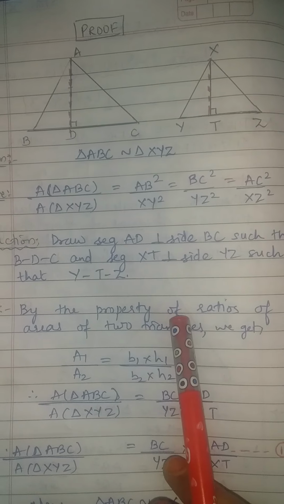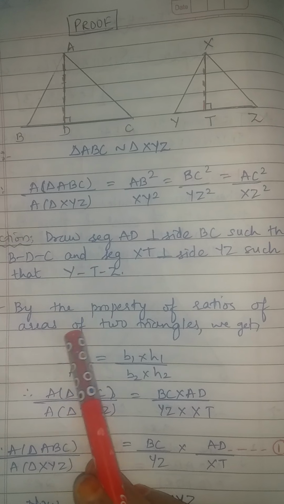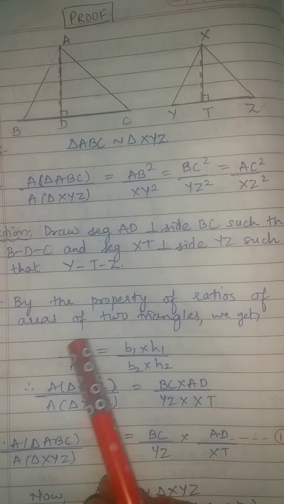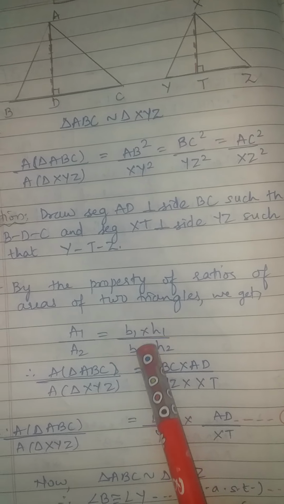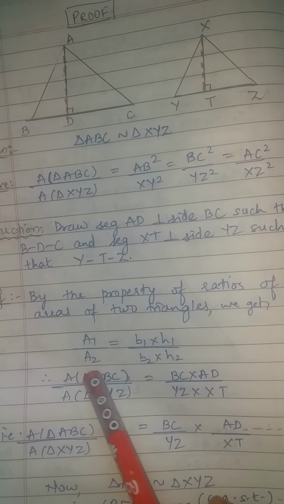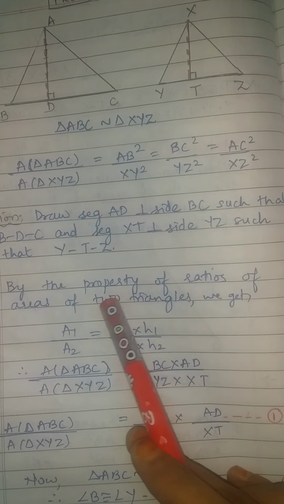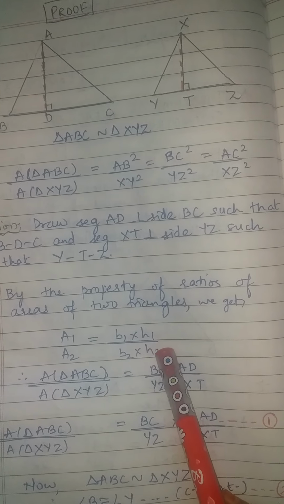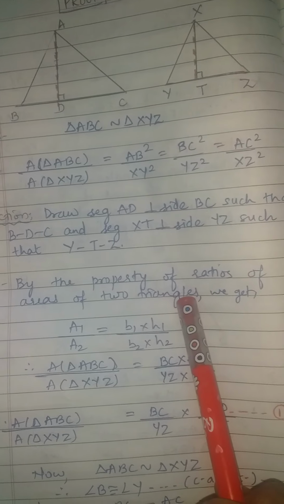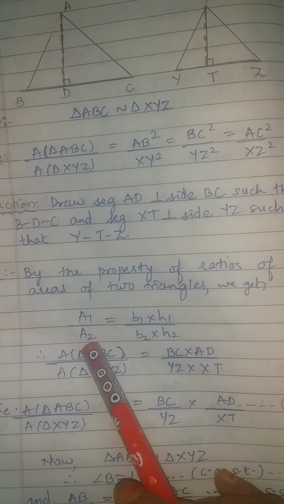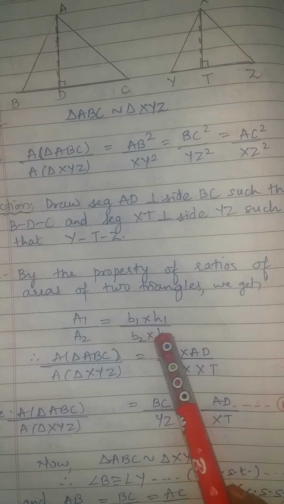By the property of ratios of areas of two triangles, what do we get? We have the formula A1 upon A2 is equal to B1 into H1 upon B2 into H2. Now this property is with reference to any two triangles. Here we did not want the two triangles to be similar. This property can be applied to any two triangles. So according to the formula, A1 upon A2 is equal to B1 into H1 upon B2 into H2.